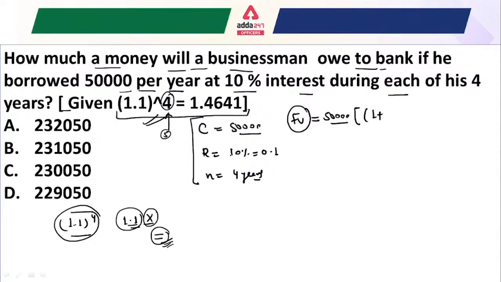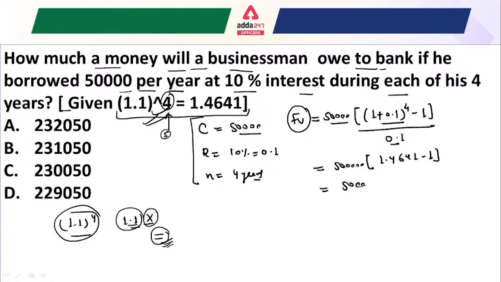So 1 plus the rate of interest, which is given as 0.1. So just write 0.1, and it is to the power of 4. Okay, and minus 1, and again it is divided by 0.1. So now you only have to calculate; this value will become 5 lakh. Okay, and 1.1 to the power 4, which is given in the question, is 1.4641, minus 1. And if we solve this, we will get the answer. Just solve this and tell me what the answer will be.